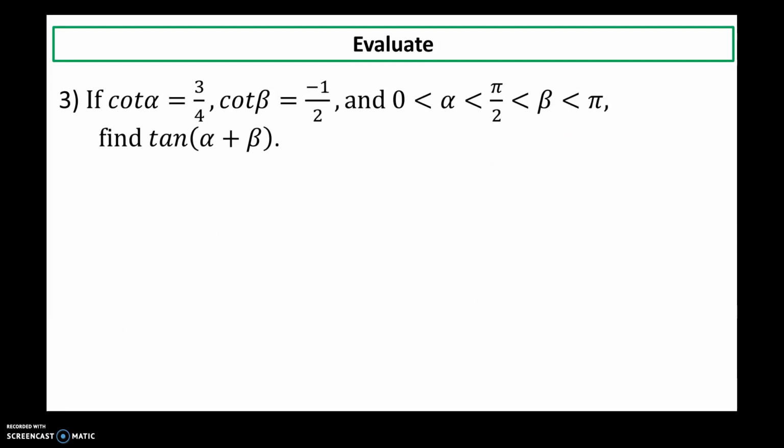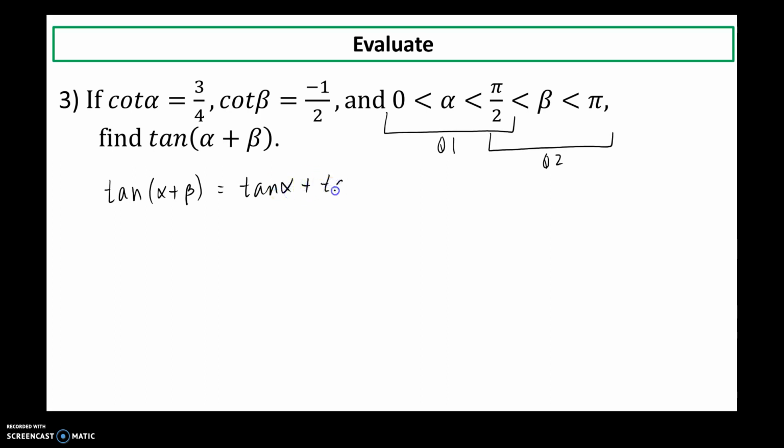All right, given cotan of alpha and cotan of beta, alpha is a quadrant 1 angle, beta is a quadrant 2 angle. You're asked for the tangent of alpha plus beta. Okay, so from our identity, tangent of the first angle plus tangent of the second angle, all divided by 1 minus tan of the first angle times tan of the second angle. All right, well, this problem has the least amount of work of all of them.